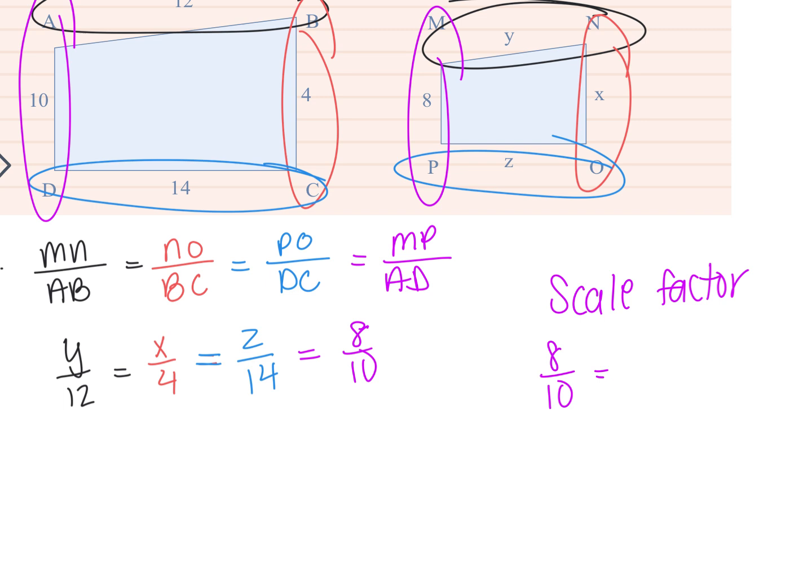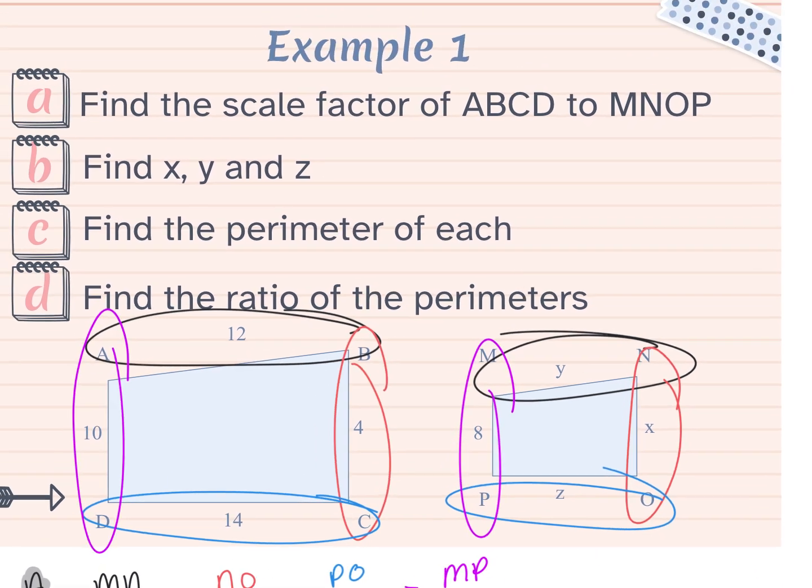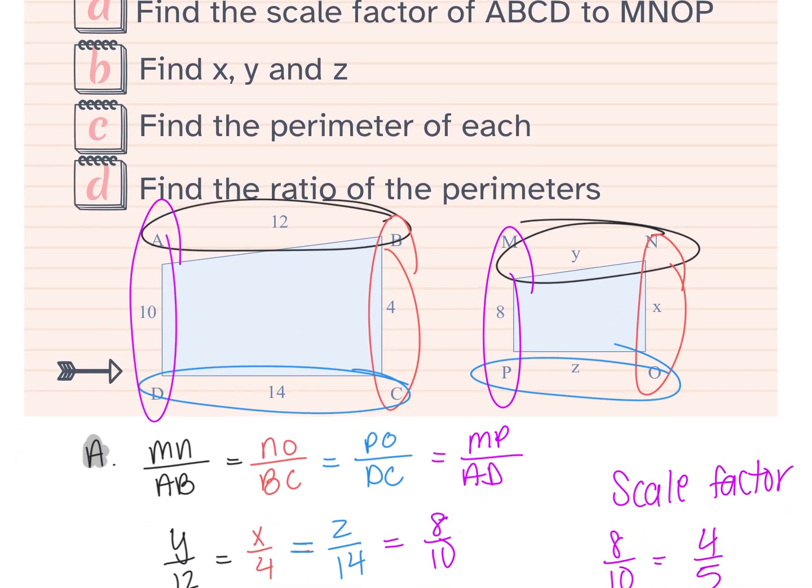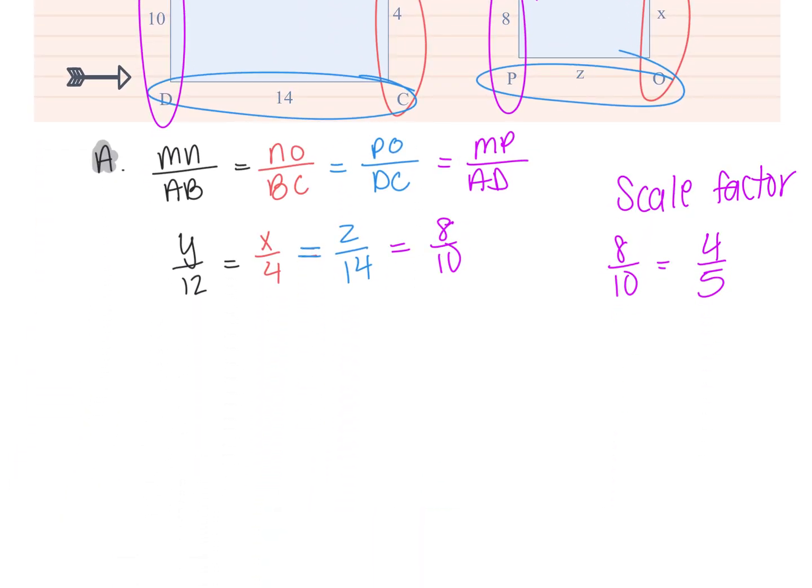2/5? No, I think it's not 2. It's 4 over 5. So my scale factor is 4 over 5. That's going to be the scale factor that I'm using to solve for everything, because everything is proportional using my scale factor. So I found the scale factor. That was A. A said find the scale factor. Now find X, Y, and Z. So we're going to go ahead and do B.